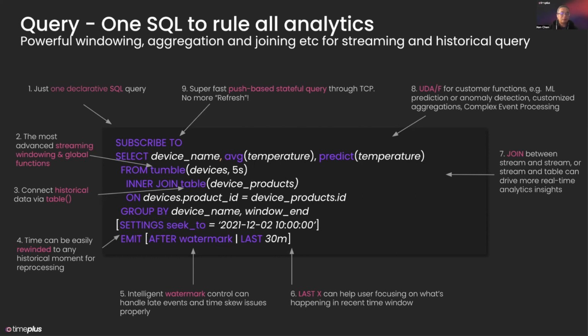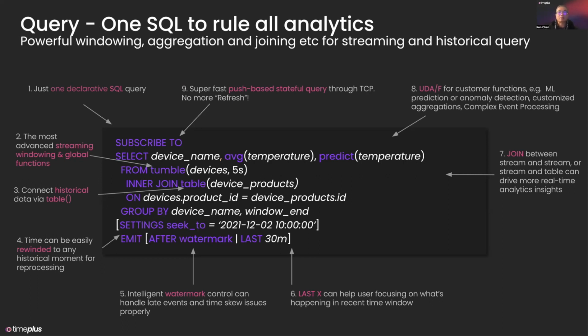Everything in Proton is a streaming query by default, and we extend SQL with a lot of streaming capabilities. For example, you can subscribe to a stream and the query result will be pushed to the subscribers automatically when the emit time comes. There are a lot of extensions, like streaming windowing and streaming-to-table joins, which is fundamentally streaming joining historic data, and streaming-to-streaming joins.